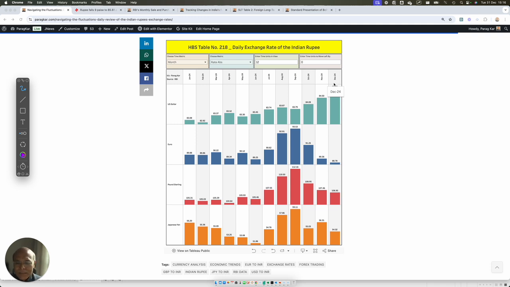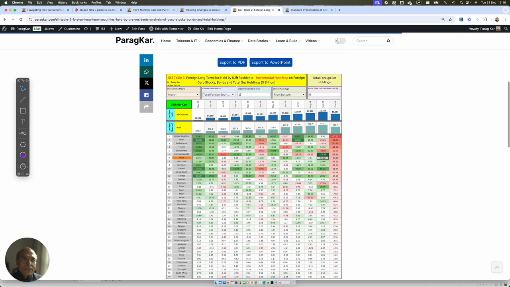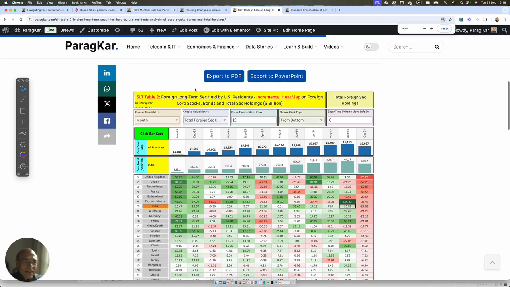A lot of articles have been written about this topic. Based on the data that I posted on my website, I do a lot of analysis of data, especially from the RBI website, so I thought of investigating this issue. I went into the US SLT table. The SLT table 2, if you look at this table, let me just zoom in a little bit so that you can understand it.